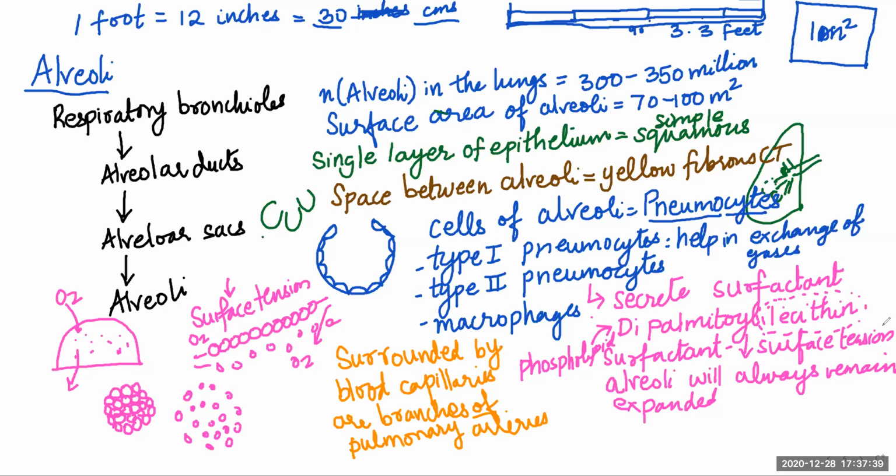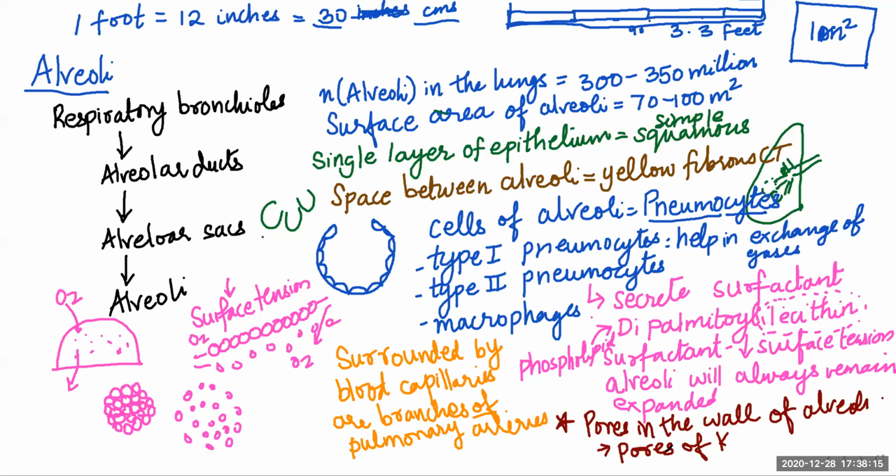Now, for exchange of gases, there are pores between the cells. There are pores in the wall of the alveoli. They help in making the exchange of gases easier. The pores in the wall of alveoli were discovered by a gentleman called Kohn, so they are called pores of Kohn.